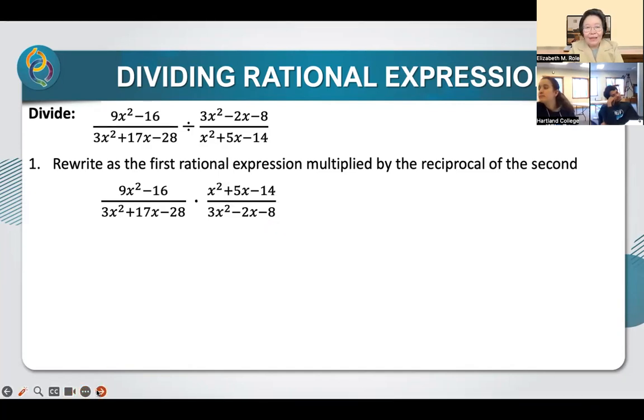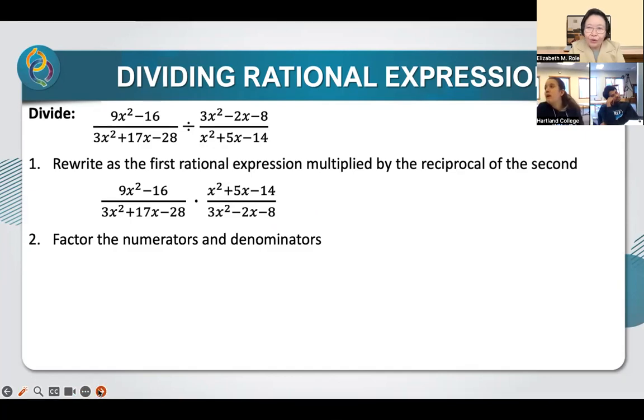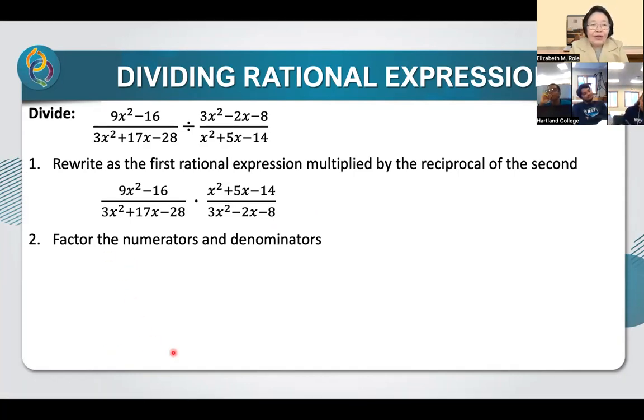After that, proceed with multiplication, the way we were doing a while ago. Then we will have to factor the numerators and denominators. So what are the factors of 9x squared minus 16? It's a square. Yeah, that's difference of squares. So it would be 3x minus 4 times 3x plus 4. Yes. Good. I'll show those later on. Now, how about 3x squared plus 17x minus 28?